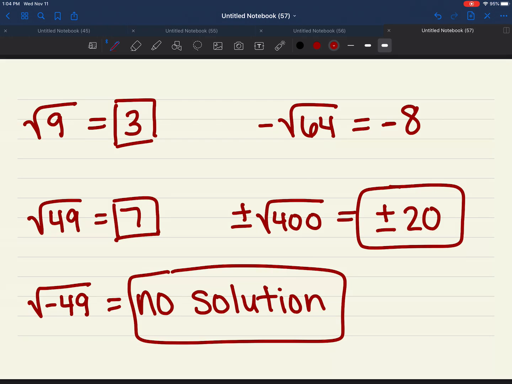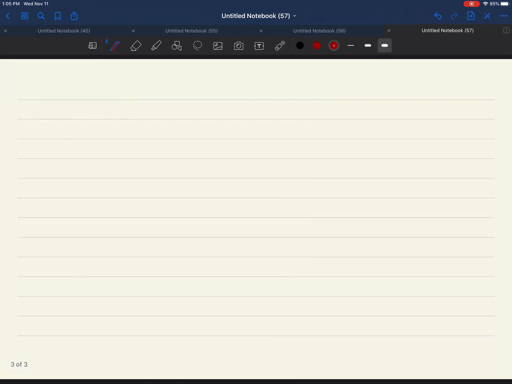Positive 7 and negative 7. Are those two numbers the same number? No. So, for square roots, this only applies to square root, not cube root. Please listen. For square root, if there's a negative underneath the square root sign, it's no solution. Okay? All right. Next thing we're going to do is estimate.